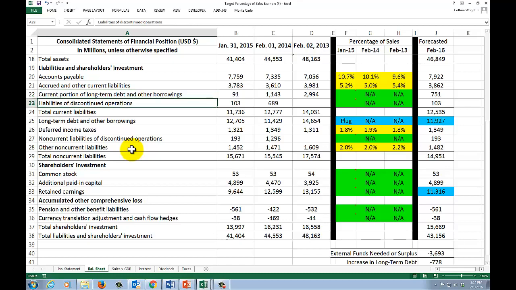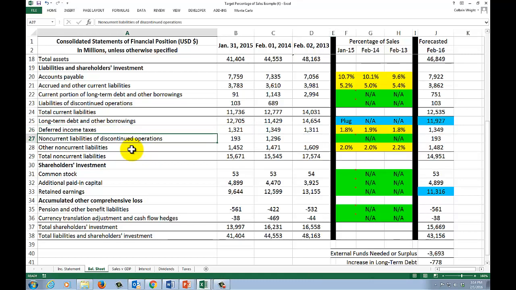The liabilities of discontinued operations certainly wouldn't vary with sales, so that's not going to be highlighted in yellow. Okay, long-term debt is going to be my plug variable. So I'm going to come back to that one. I am going to assume that deferred income taxes will vary proportional with sales. That's mostly based on empirical data. You can see that it's been very constant as a percentage of sales.